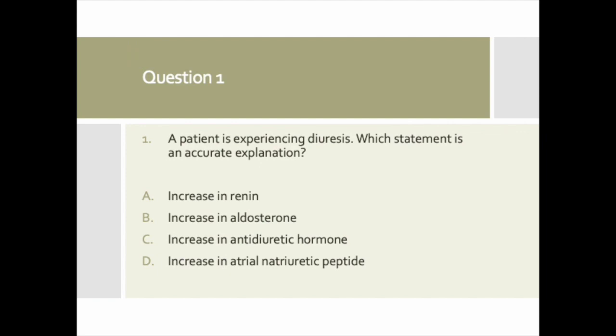Let's practice. You have a patient that is experiencing diuresis. So what actually explains this process? Is it an increase in renin? Is it an increase in aldosterone? An increase in antidiuretic hormone? Or an increase in atrial natriuretic peptide?